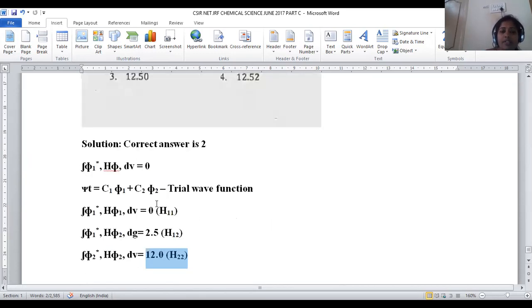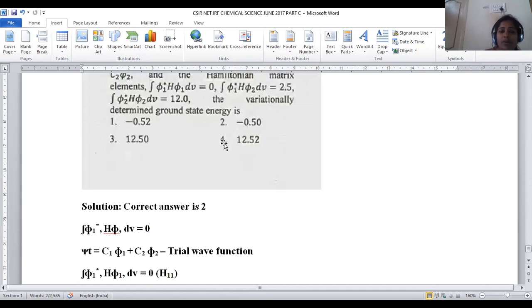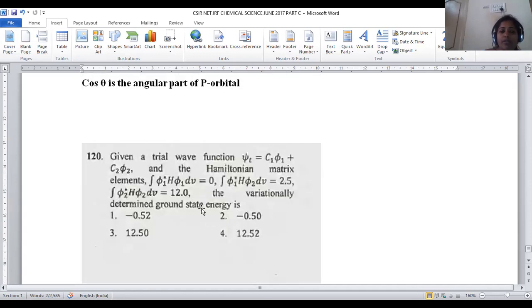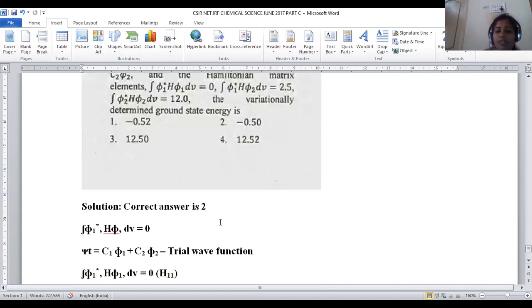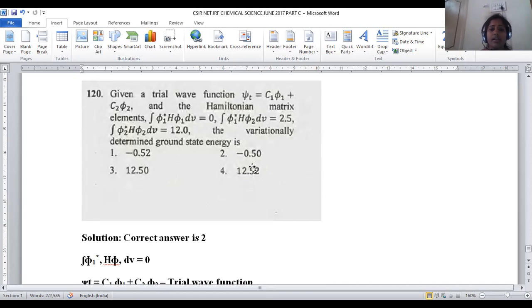Minus 0.50 value is provided in option number 2. For question number 120, option number 2 will be the right answer. So in this sequential manner, we have to calculate, and we got the answer 2 for this question. So by this, the entire part C of CSIR NET Chemical Science JRF June 2017 has been completed. The entire 2017 part B and part C session is totally completed.